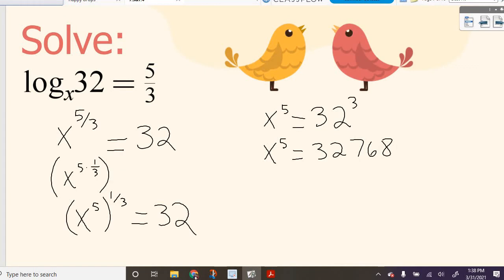Okay, and then now we have x to the 5th. Well, we've dealt with equations like this before. If I have a 5th power, the way that we undo this is by taking the 5th root of both sides. Again, plugging this then into my calculator.